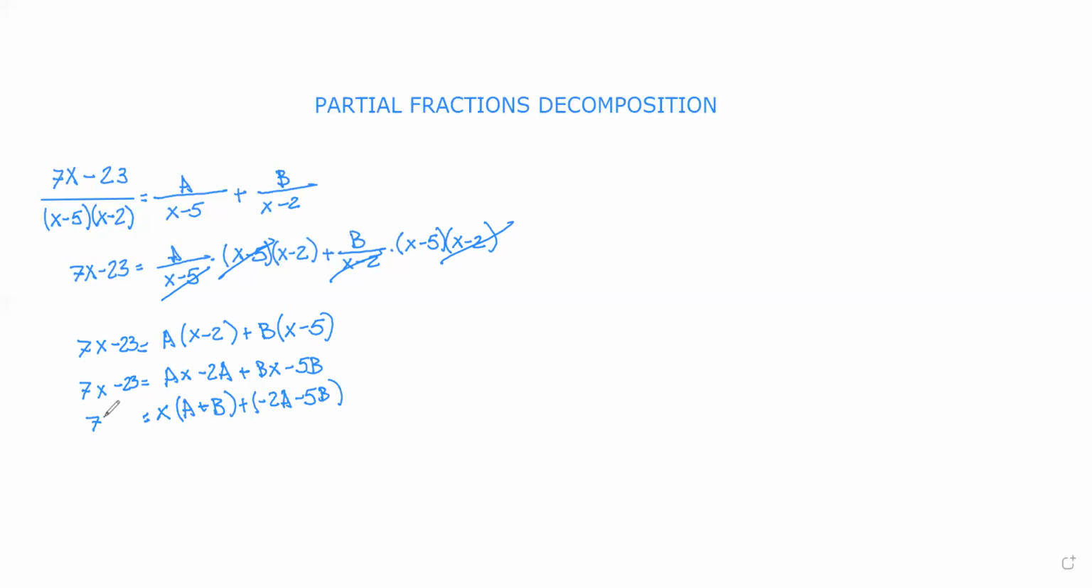And here it's saying 7x. So you can see that the coefficient of x here is 7. So here the coefficient of x is A plus B. Since this is an equation, this should be 7 as well. Therefore, we have our first equation: A plus B must be 7. And also we have the constant. The constant should be negative 23, and this here is the constant. So this should be negative 23.